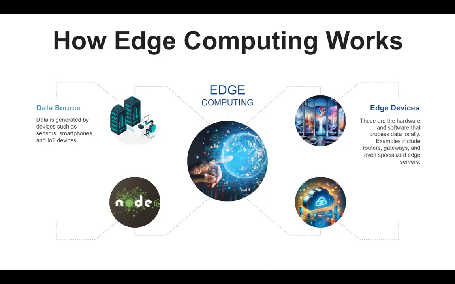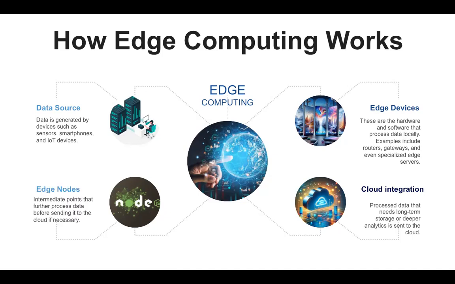Edge devices. These are the hardware and the software that process data locally. For example, you can include routers, gateways, and even specialized edge servers. Cloud integration. Data that needs long-term storage or deeper analytics is sent to the cloud. Edge nodes. Intermediate points that further process the data before sending it to the cloud if necessary.